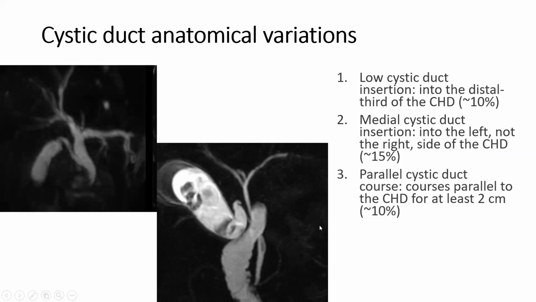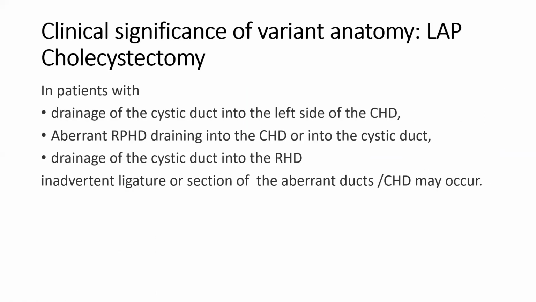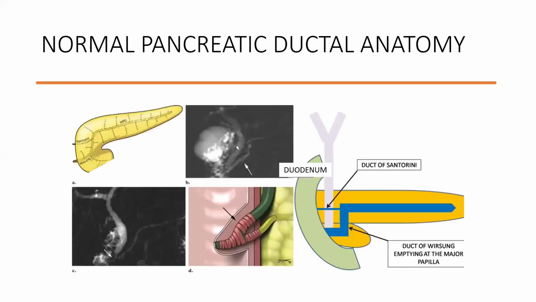And you can also have a parallel cystic duct which can run for more than 2 centimeters parallel to the CHD. So the clinical significance of these cystic duct variations particularly lies in case of lap cholecystectomy cases, in patients with drainage of cystic duct into the left side of the CHD, or an aberrant RPHD draining into the CHD or into the cystic duct, or drainage of the cystic duct into the right hepatic duct. During lap cholecystectomy, there can be inadvertent ligature or section of these aberrant ducts, or the CHD may occur.